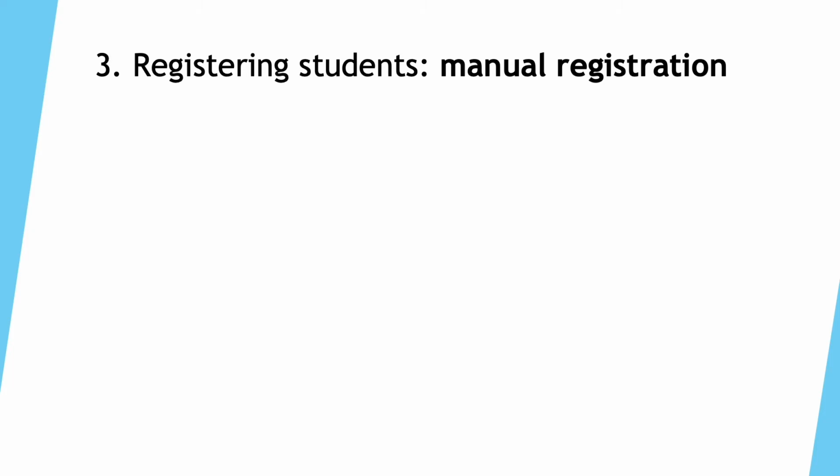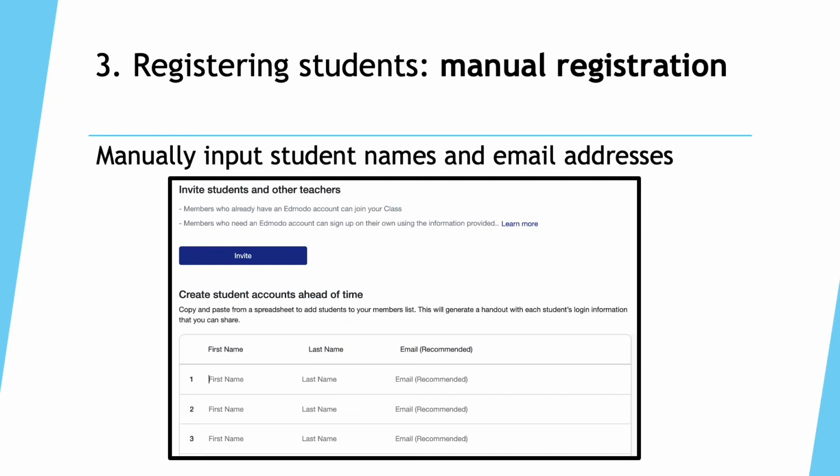Moving on to manual registration. This is exactly what it sounds like. Teachers will manually input students' names and email addresses one by one. You can see a sample screen here. Email is not required, but it's strongly recommended. If you're registering students' email addresses, this will mean that they receive notifications of activity in the class, such as new quizzes or assignments.